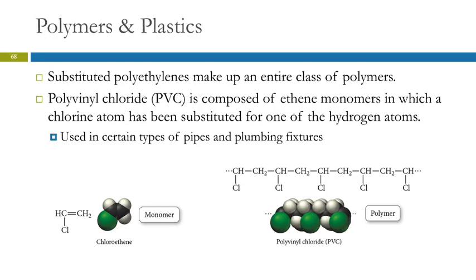So you can take that polyethylene and you can modify it. Substituted polyethylenes are an entire category or class of polyethylenes. Polyvinyl chloride is one of these. So we've got these ethene or ethylene monomers, but they've got a chlorine atom on them. And so when you put those together, you end up with this carbon backbone here, but every other carbon has a chlorine atom. So this is PVC, polyvinyl chloride, used for pipes and plumbing fixtures. I believe the DI water faucets here are made out of polyvinyl chloride.